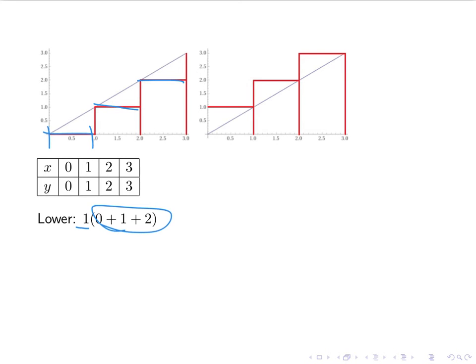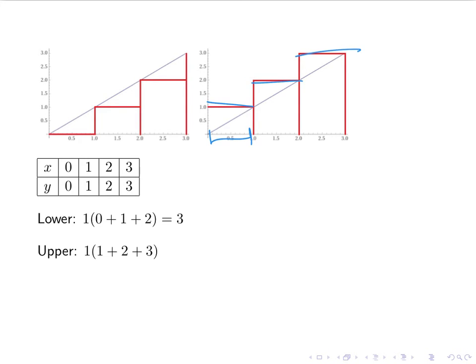So we're going to add those together, and that's going to give us a lower estimate of 3. For the upper, again, that base is still 1, and our heights are 1, 2, and 3. And that gives us an estimated area of 6. Okay, so I know the area is somewhere between 3 and 6.